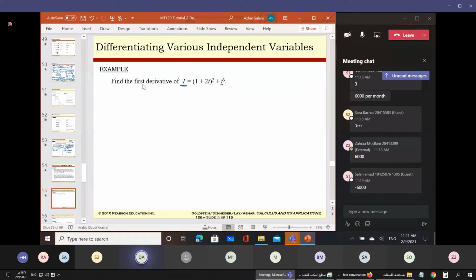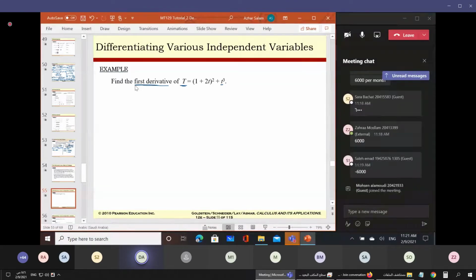So I have to find the first derivative. When they say first derivative, I have to differentiate once, only one time. If the question was find the second derivative, I would have to differentiate twice. So here I find the derivative. I write t dash of t, or write dt, the derivative of t with respect to the variable t. I can write it both ways.